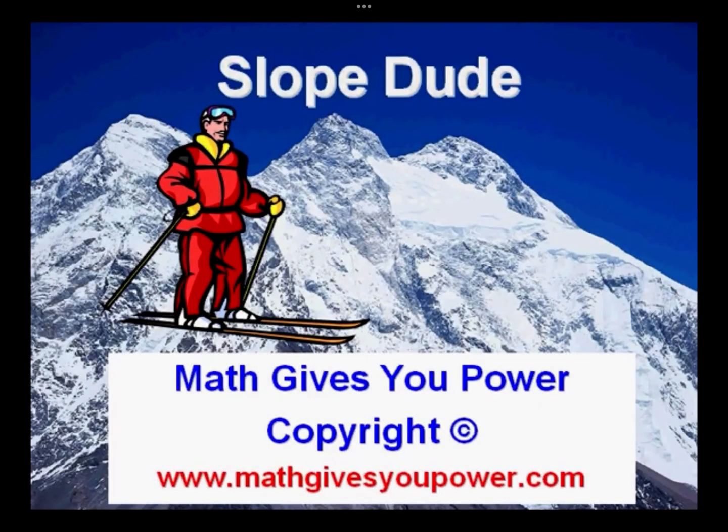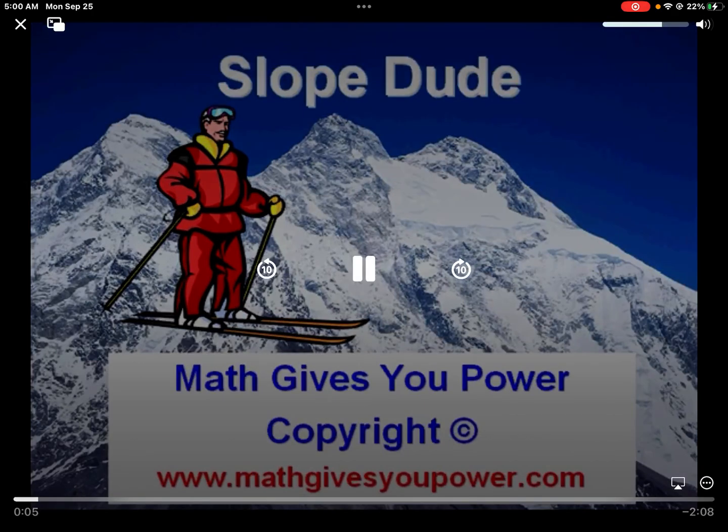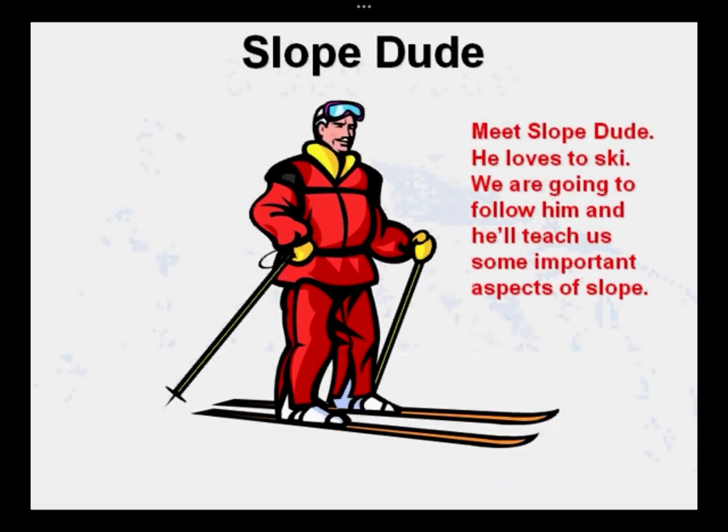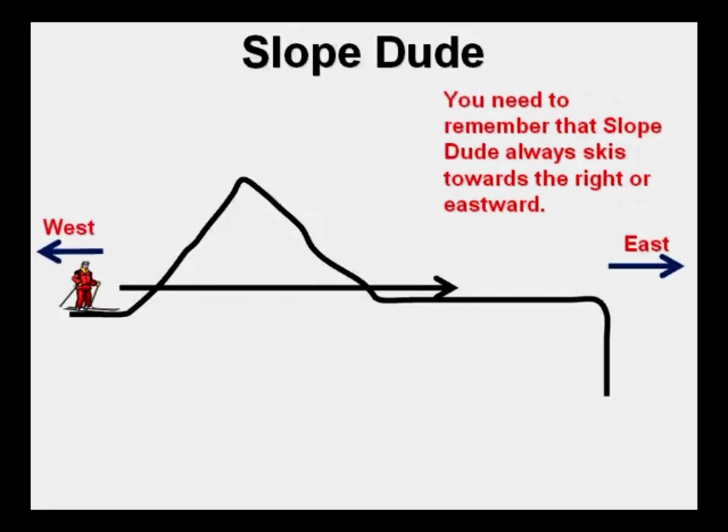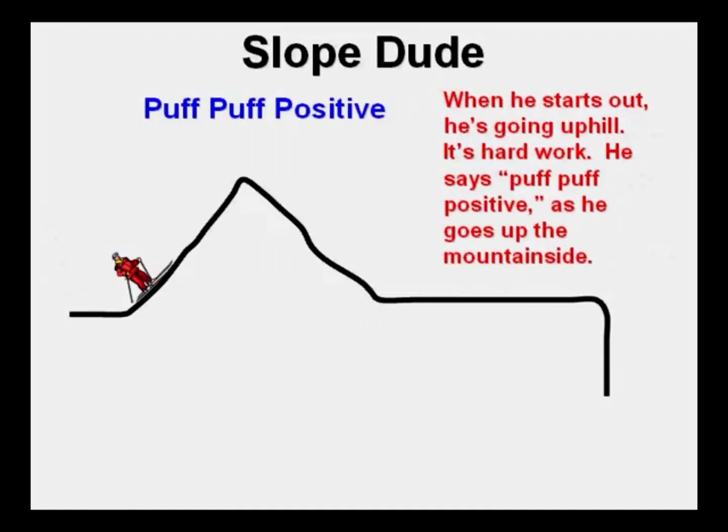Welcome to the adventure of Slope Dude. Meet Slope Dude. He loves to ski. We are going to follow him, and he'll teach us some important aspects of slope. This is the course he's skiing today. Again, what he says will teach us about slope. You need to remember that Slope Dude always skis toward the right. When he starts out, he's going uphill. It's hard work. He says puff, puff, positive as he goes up the mountainside.